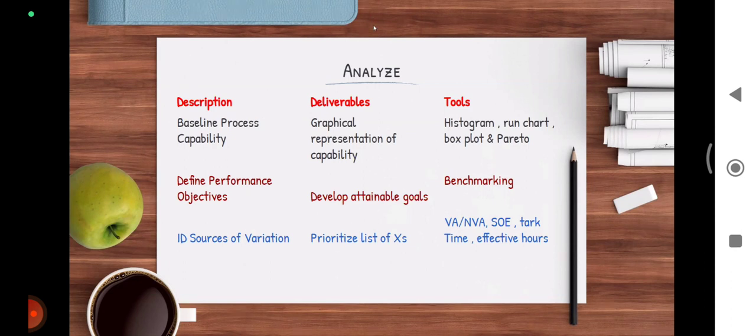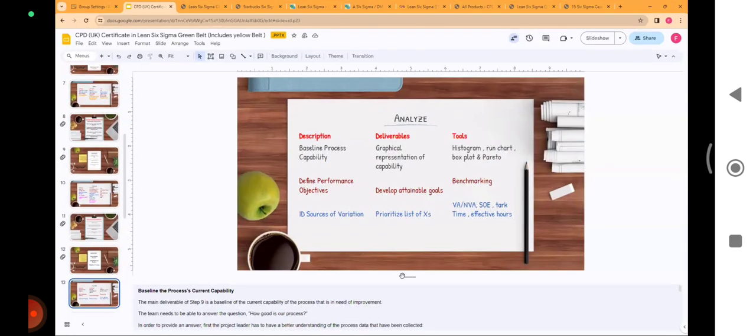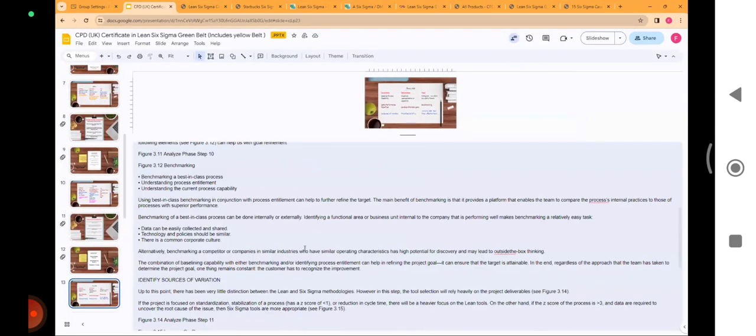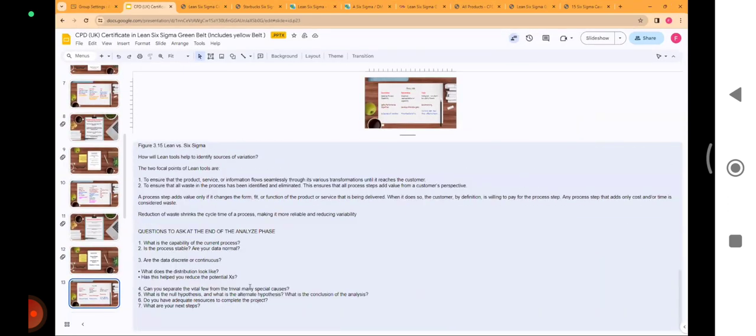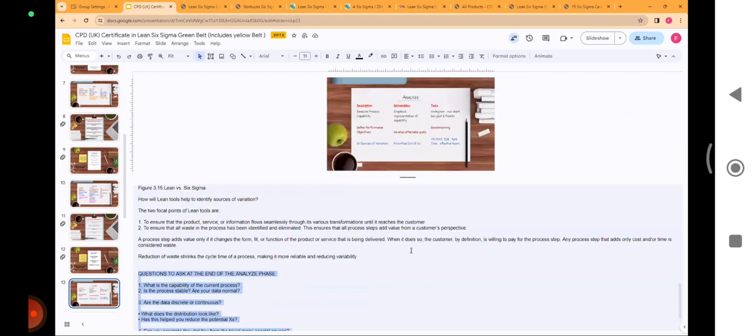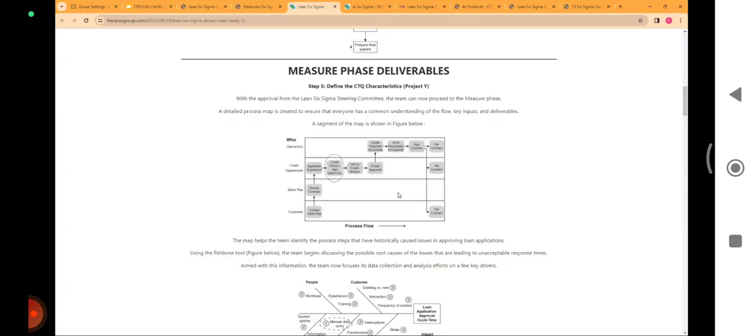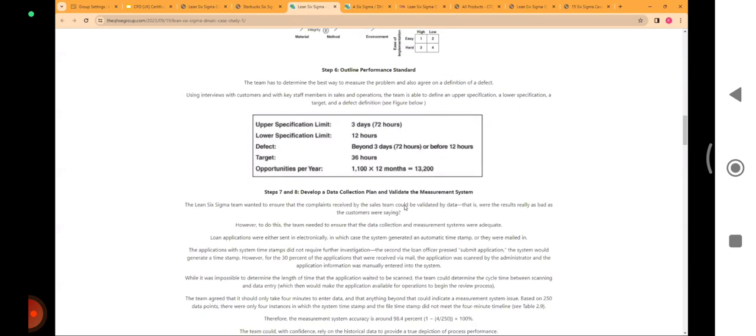So what you do now with this information, you basically come over here, and then you start discussing these questions. These questions are going to help you to kickstart the analyze phase, and then you should have something like this.